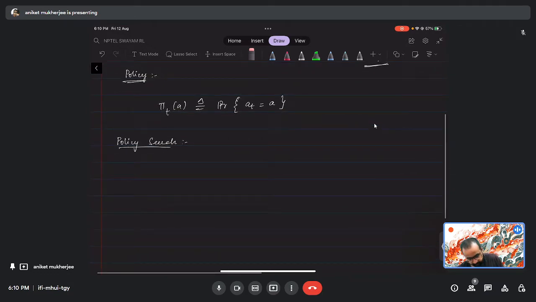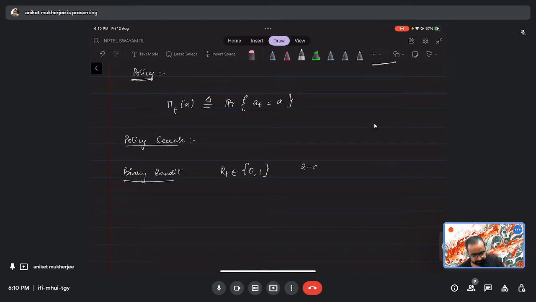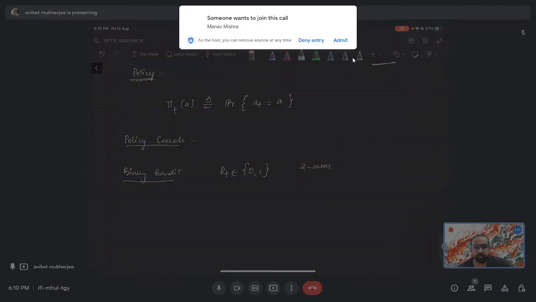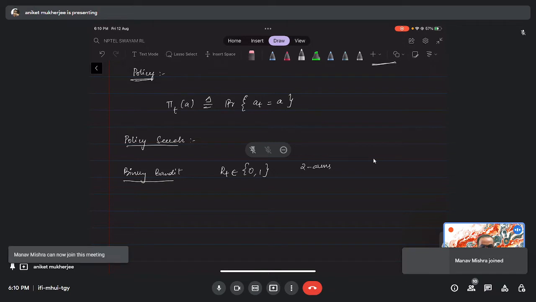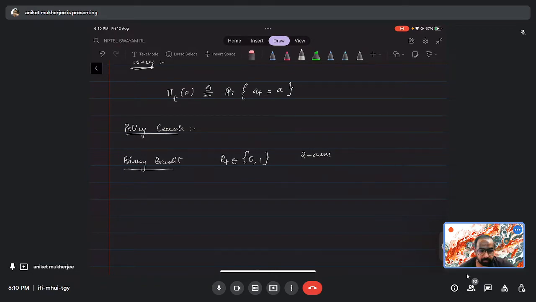Suppose you have a binary bandit, with rewards belonging to 0 and 1, and there are two arms. The two arms each have a different distribution. If you pick arm 1, the probability of getting reward 1 is different, and if you pick arm 2, the probability of getting reward 1 is different for arm 2.